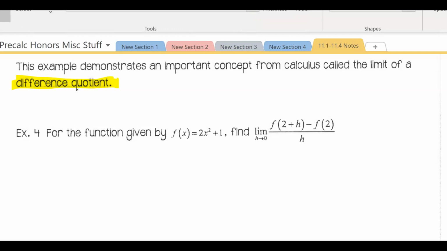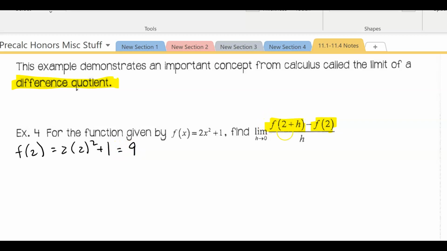The first thing we're going to do is figure out what f of 2 plus h is and what f of 2 is, not necessarily in that order. So let's figure out what f of 2 is. We're just substituting in 2 here. So I have 2 times 2 squared plus 1. That's 4 times 2 is 8 plus 1 is 9.